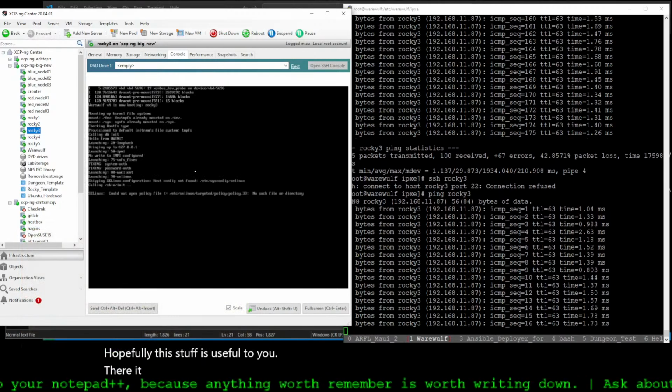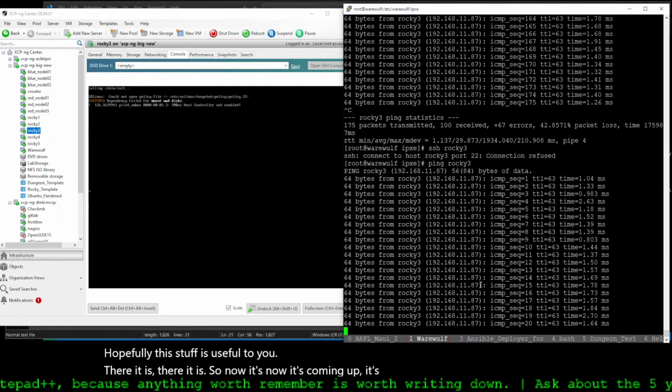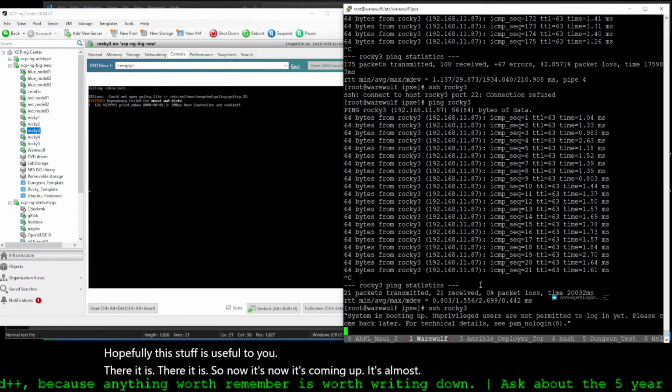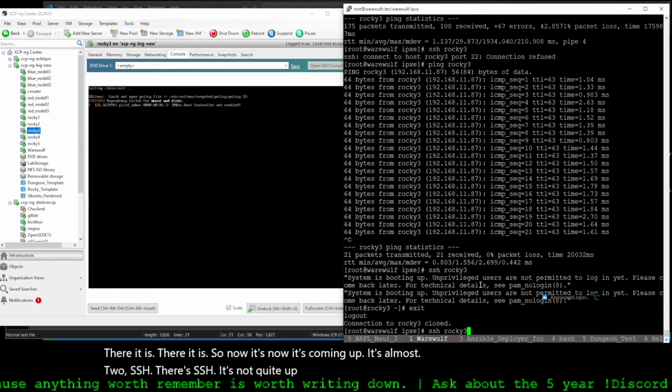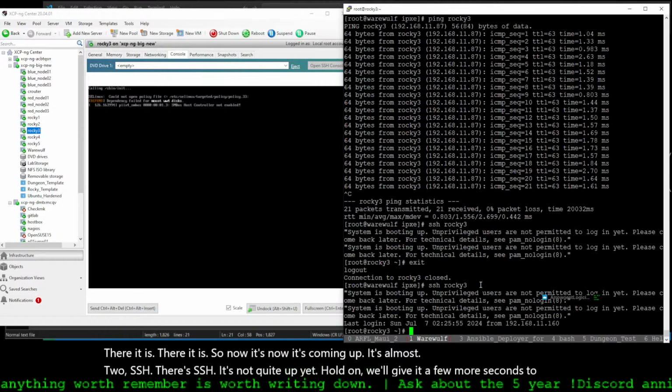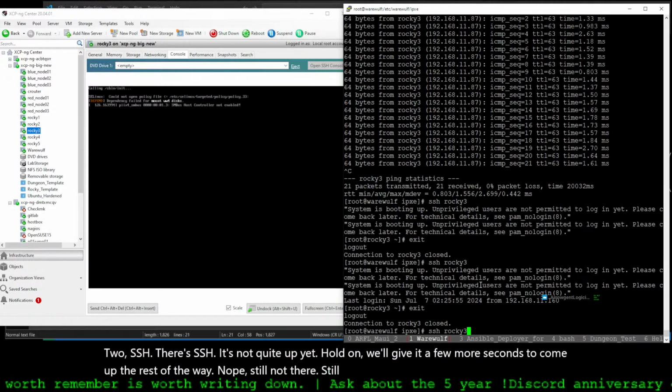There it is. So now it's coming up. It's almost to SSH. There's SSH. It's not quite up yet. Hold on. We'll give it a few more seconds to come up the rest of the way. Nope, still not there. Still waiting. Give it a second here.